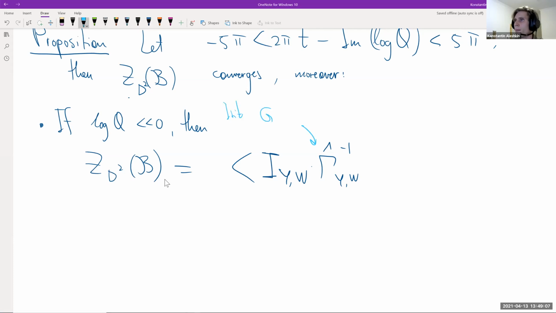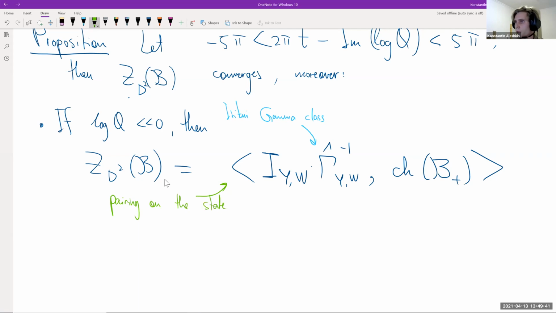Itty tiny gamma class. And character of B plus. So this is a pairing on the state space which we discussed above. And what is B plus? B plus is an element of K theory. So K theory, enumerative K theory of matrix factorizations YW.